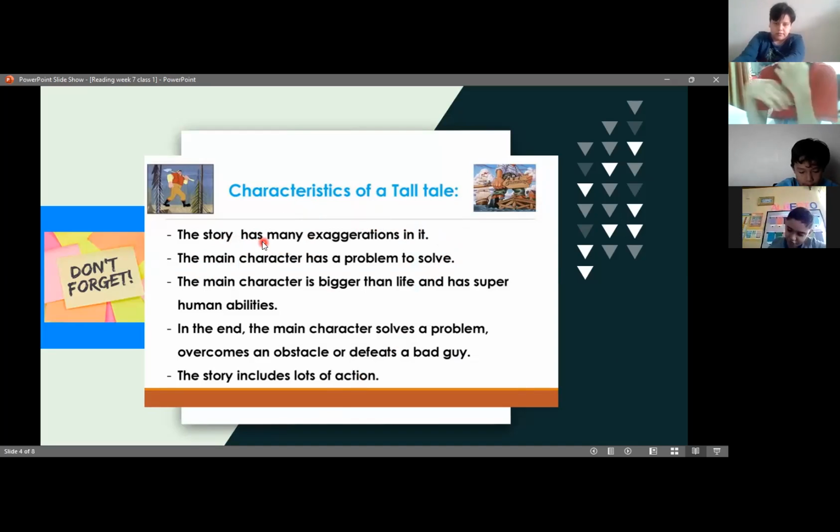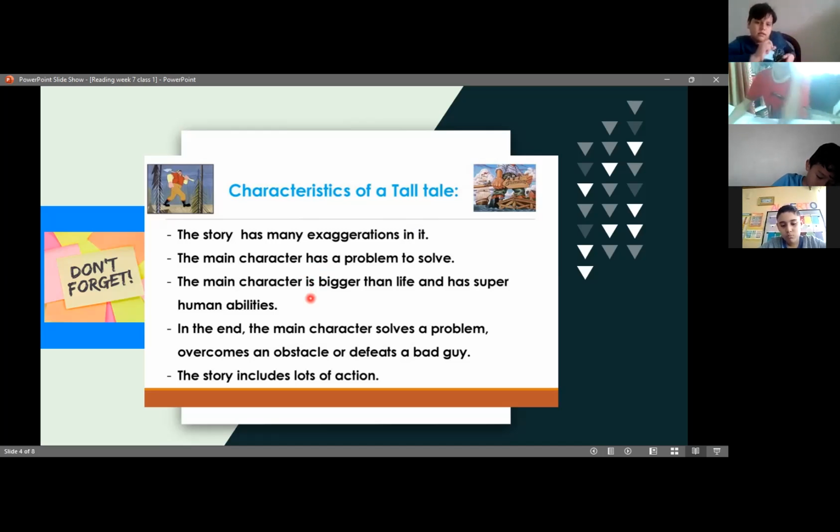The story has many exaggerations in it. The main character has a problem to solve. The main character is bigger than life and has superhuman abilities. In the end, the main character solves a problem, overcomes an obstacle or defeats a bad guy. The story includes lots of action. Thank you so much, Santiago Chavez.